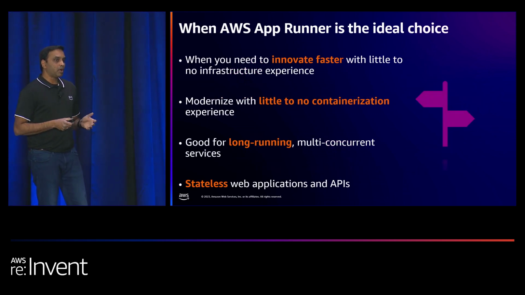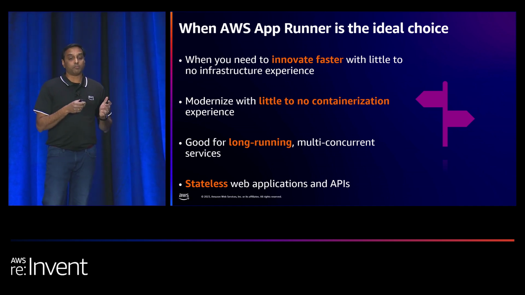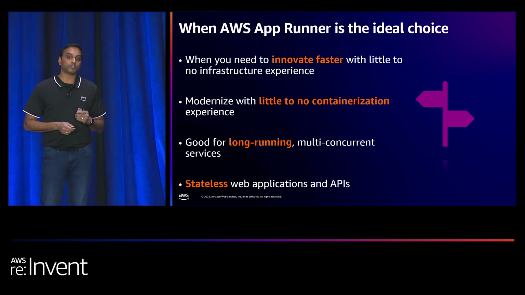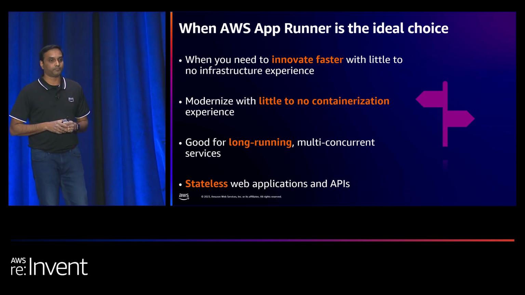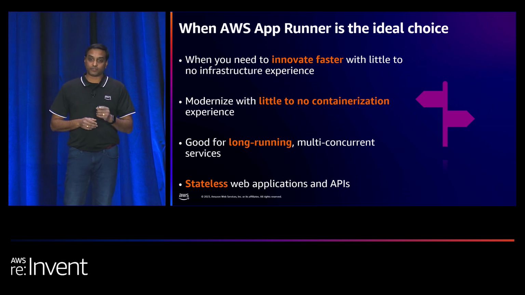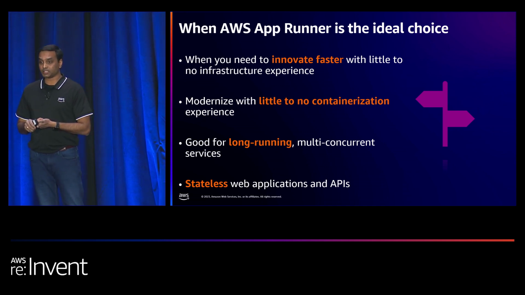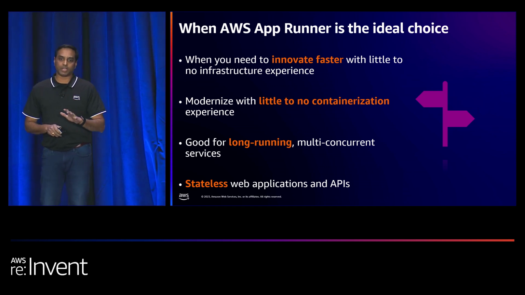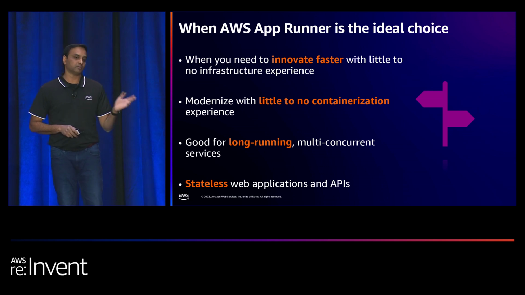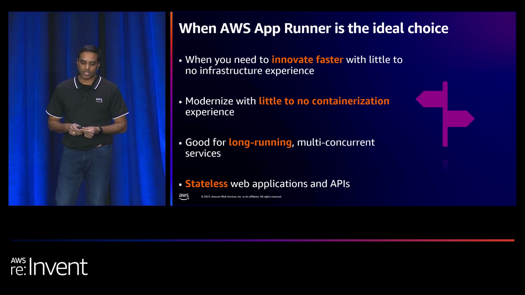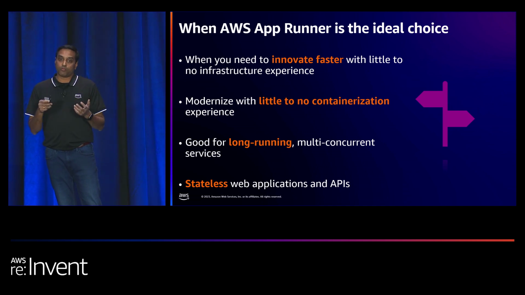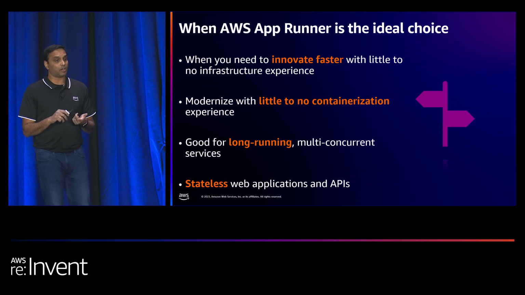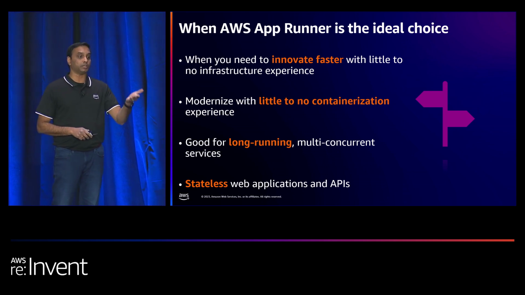Now we learned about the benefits it brings in. Now I want to highlight some of the key areas where App Runner is the ideal choice. App Runner is the best fit for running your web applications, backend or front-end APIs, basically any application that works with an HTTP request and response model. It also helps you to move fast because with little to no experience on containerization or even infrastructure management, you can start using App Runner.